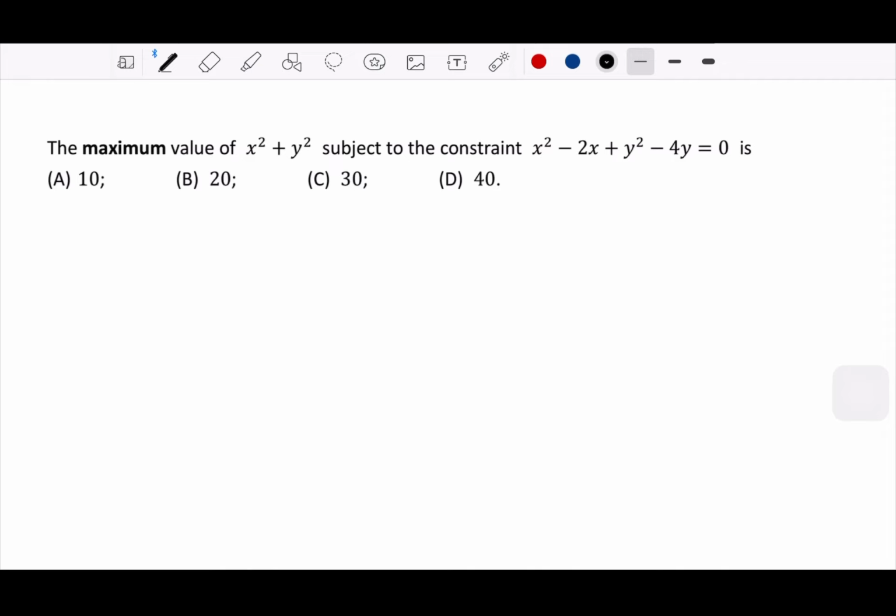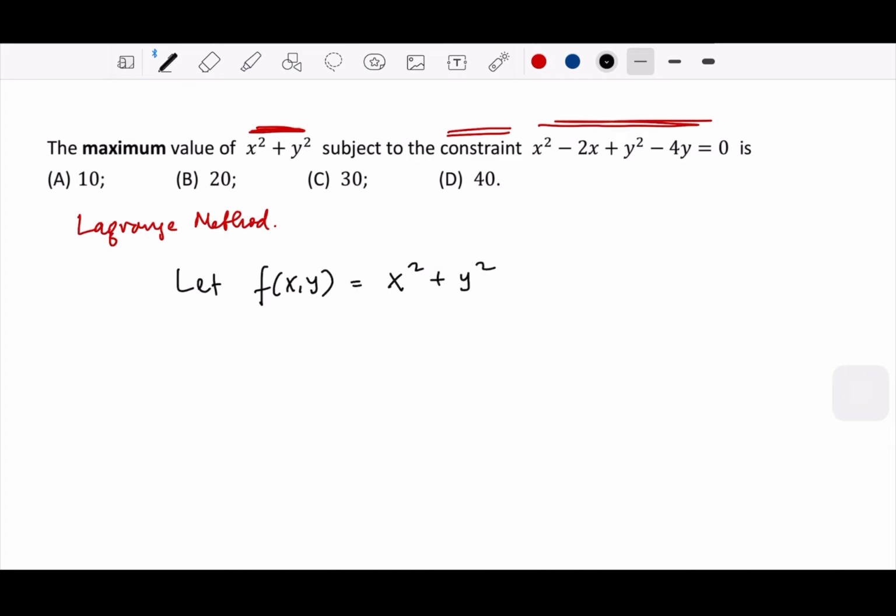Okay, we can start with if you have any constraint. So you have a value that you want to maximize or minimize. You have a set of constraint functions. Then this is a problem for Lagrange method. Okay. Now first we let the function as x squared plus y squared. Okay, and we have the constraint as function g. So we can write this.